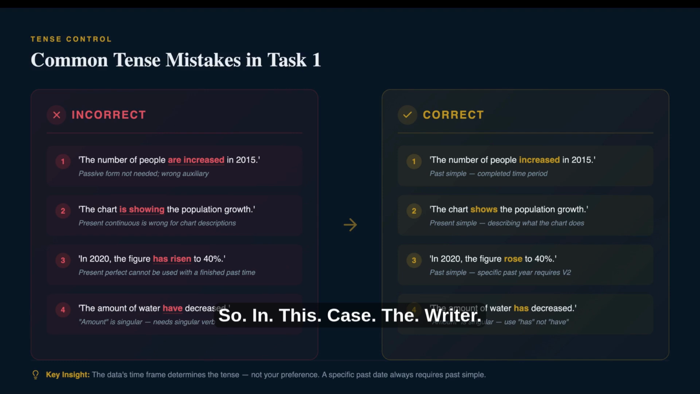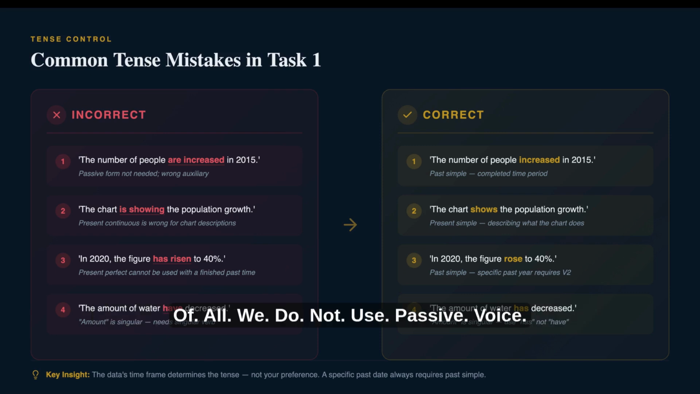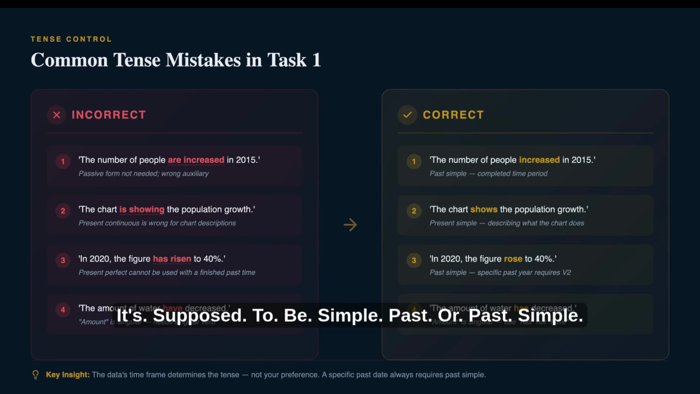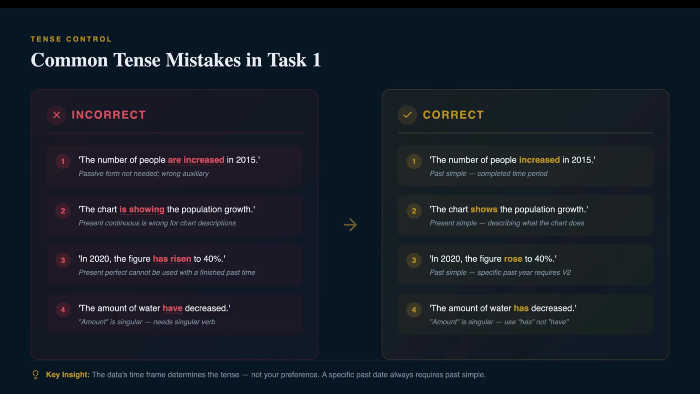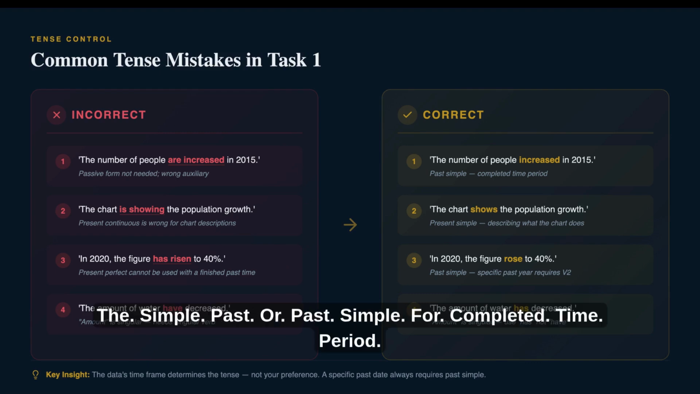In this case, the writer used the wrong tense and verb form. First of all, we do not use passive voice. You see, in 2015 signaled the past tense already, so it's supposed to be simple past or past simple. So the number of people increased in 2015. That is the correct version. A simple past or past simple for a completed time period.